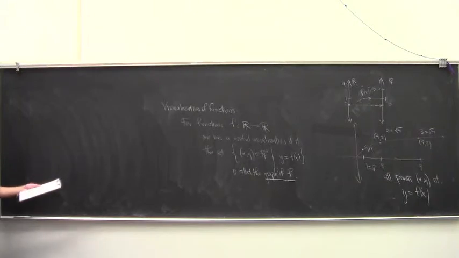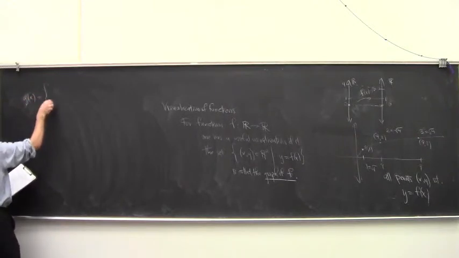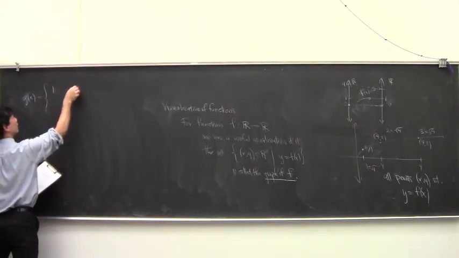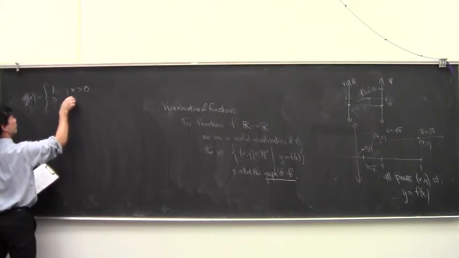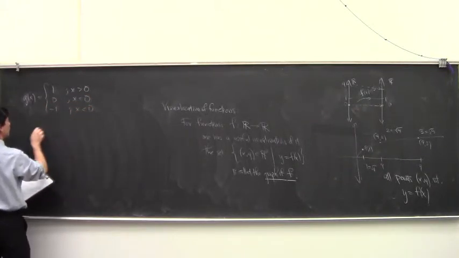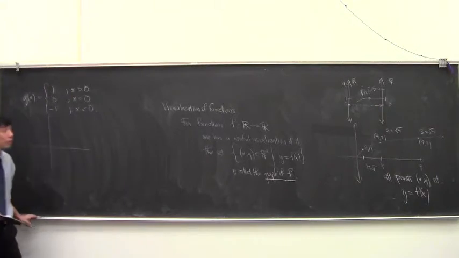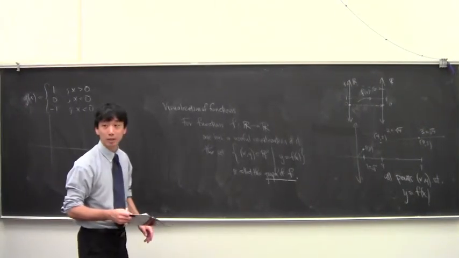Just now we had this function g, which was 1 if x is positive, 0 if x is 0, and -1 if x is negative. What does the graph look like, Sarah? Sorry, I don't understand the top part.